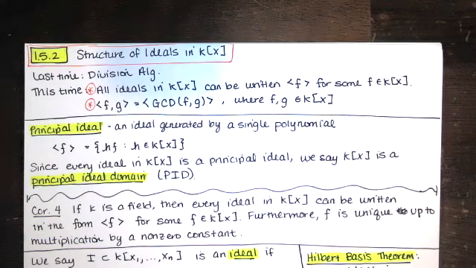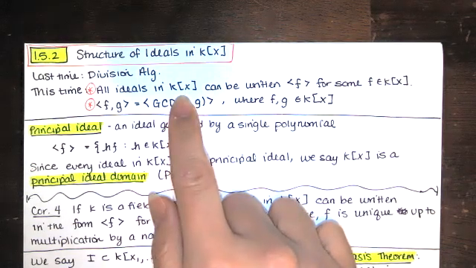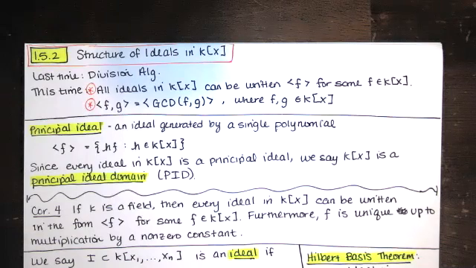In this video, we build on what we talked about last time. That was the division algorithm, to discuss the structure of ideals in the polynomial ring k of x. So the coefficients of our polynomials lie in the field k, and these are polynomials in one variable x. What we're going to show is that all ideals in the polynomial ring k of x, polynomials in one variable, can be written as an ideal generated by one polynomial function.